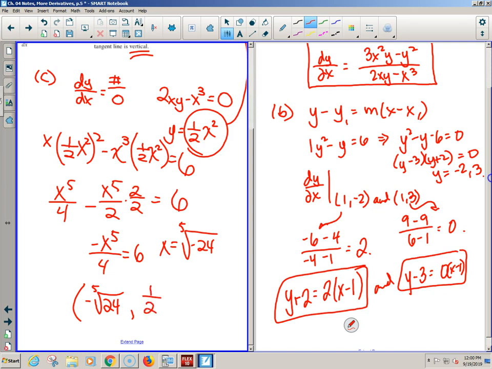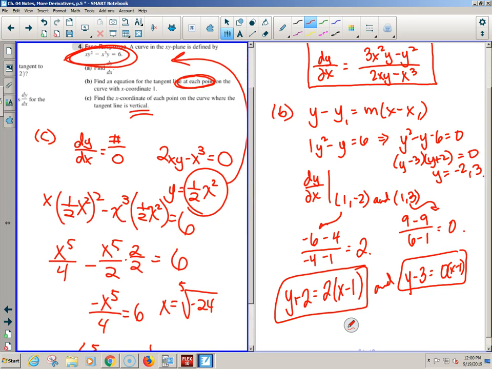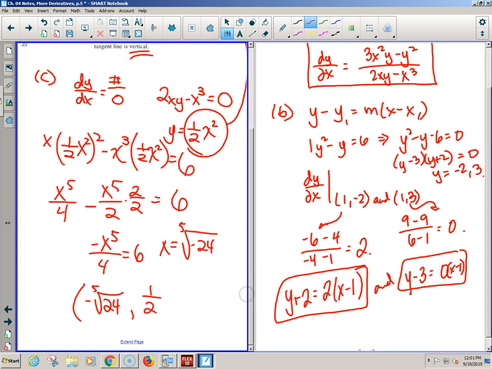Did it say at each point? It says x-coordinate. Oh, never mind. Sorry, I didn't see it, so I just assumed. Thanks, guys, for writing it down and knowing. Could we have found the y if we needed to? Oh, who said no? Yes.